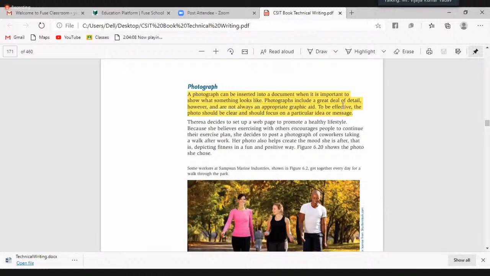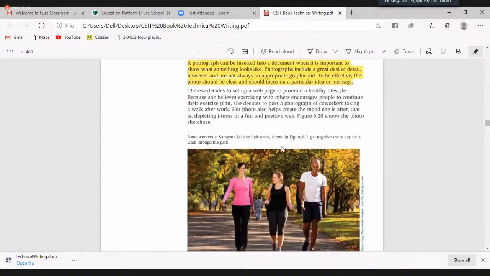Photographs include a great deal of detail, however, they are not always an important graphic aid. A photograph can indicate lots of details, but if we use photographs all the time, that's not a good graphic aid. To be effective, the photo should be clear and should focus on a particular idea or message. That is one thing we have to keep in mind.